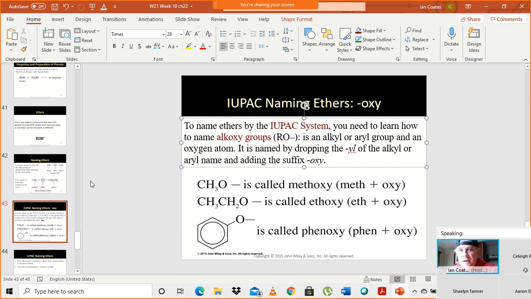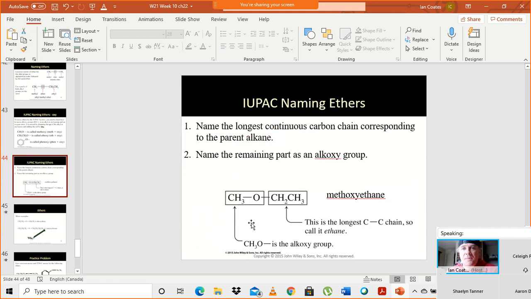Okay, let's try some of these out. Name the longest continuing carbon chain. So your longest carbon chain will be your base. And what I mean by your base is that you start building these names from the back forward. So here, you look at this and you're trying to name it.